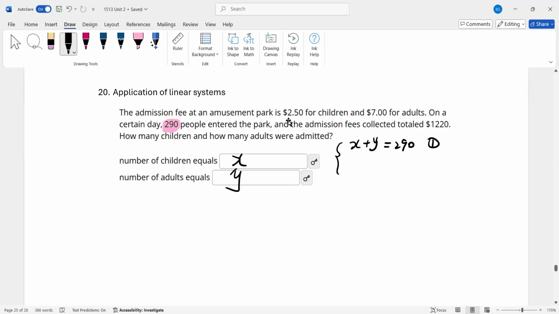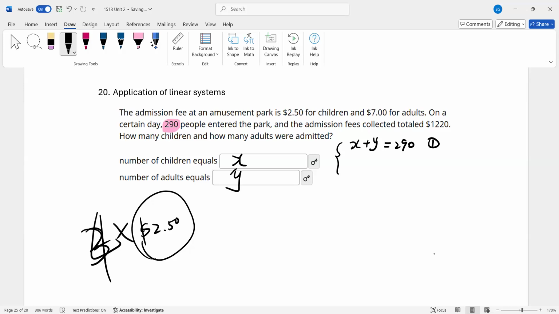We're gonna use the price of the ticket, right? Children, $2.50. Now, one child, you collect $2.50. 2 children, you collect 2 times that much money, right? 3 children times 3. Now we have 4 children, you times 4. Now we have X children. So you multiply the price of the children ticket by X. So 2.50, I'll just do 2.5, okay?